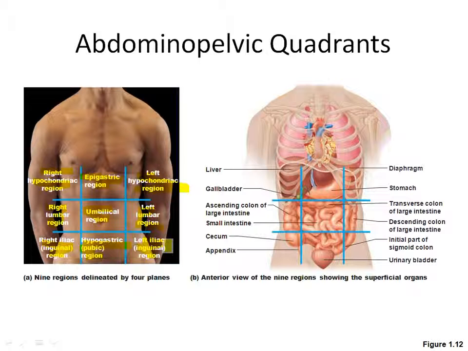Since we're just starting in A&P 1, I do not expect you to all know exactly where all of the organs are located. So you don't need to expect me to ask you questions on a test that are something like, which quadrant is the gallbladder located? I don't expect you to know specifically those regions yet. But if given a picture that looks something like this, you need to be able to tell me what those are.